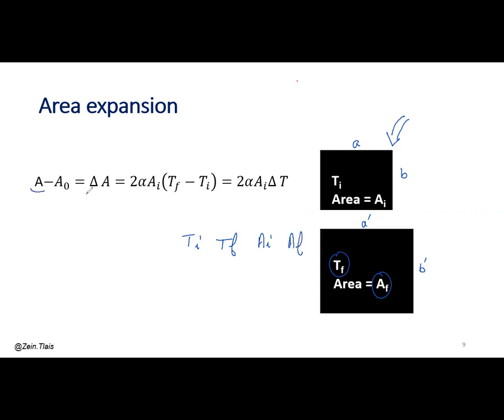Simply, A final minus A initial equals 2 alpha. Why 2 alpha? Because for each dimension we have alpha. Here we have alpha, and here we have alpha. Okay, so we get 2 alpha in the case of area expansion, 2 alpha times A initial delta T. So finally we get the relation delta A equals 2 alpha A initial delta T.